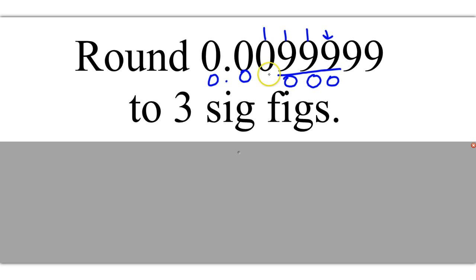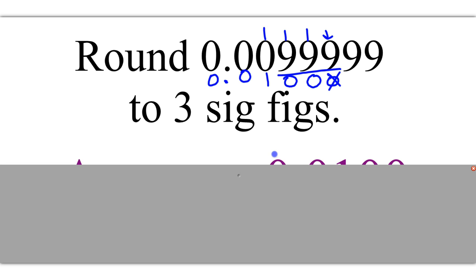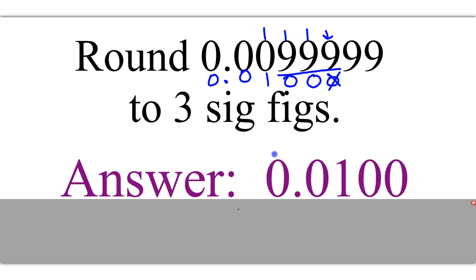I'm sorry, 1 plus 0 is going to equal 1. And then I keep my 0.0 in front of that. However, I only want 3 Sig Figs total. And right now I have 1, 2, 3, 4. So I'm going to just get rid of the last 0. And now it'll be 0.0100. Only 3 Sig Figs in my final answer.